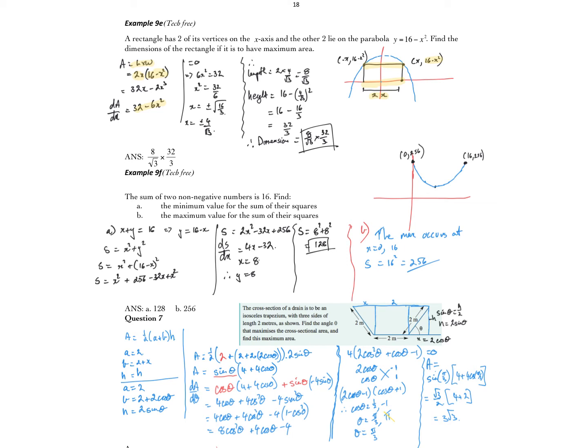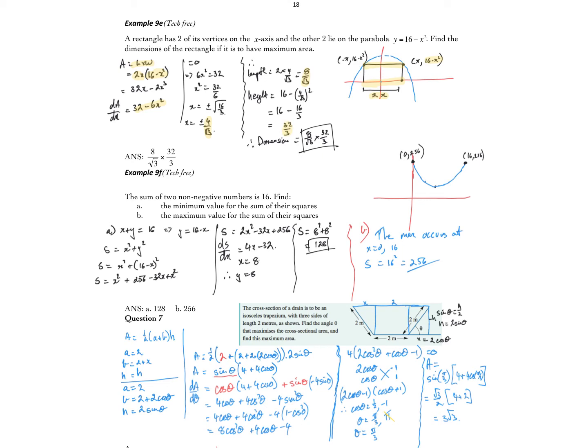So I could get the length as well. I could put 4 on root 3 straight into my area rule. Instead, I've got the length as well. So the length is 2 times 4 on root 3, so the length of my rectangle is 8 on root 3. The height is the y value coordinate. So if I work out the y value coordinate, I get 32 on 3.